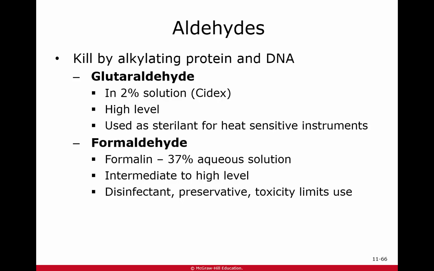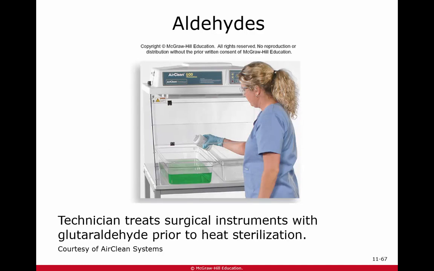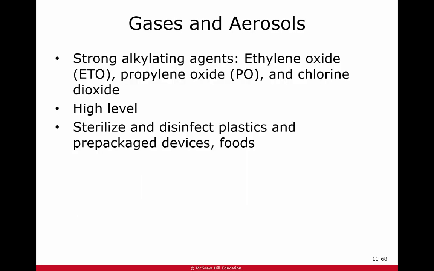When we do dissections and things like that, because they're intermediate to high level, they inhibit microbial growth. But you've got to be careful because of their toxicity. So yes, they're intermediate to high, but you have a higher risk of them being toxic. Notice it says technician treating surgical instruments with glutaraldehyde before heat sterilization.